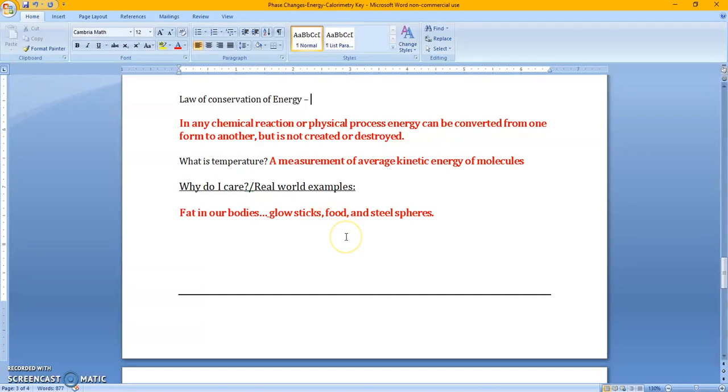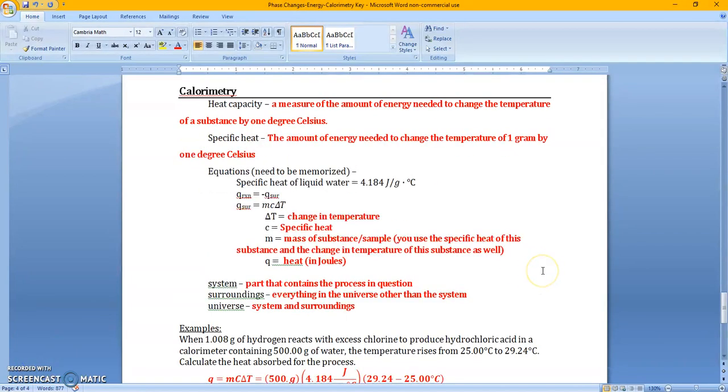Same thing with your food. You eat the food, it turns into energy that you can use. The steel spheres is an example we'll go over in class. It's better if you see it. Now, calorimetry is the science of finding out how many calories or how much energy is in your food, okay?